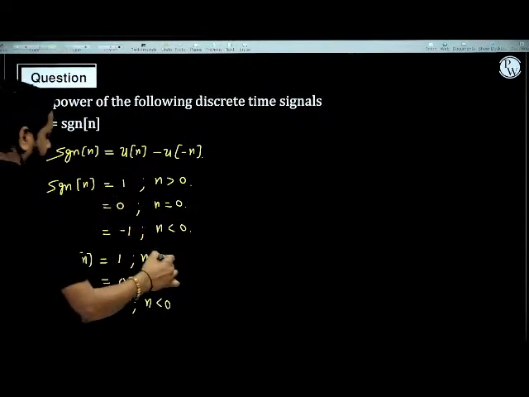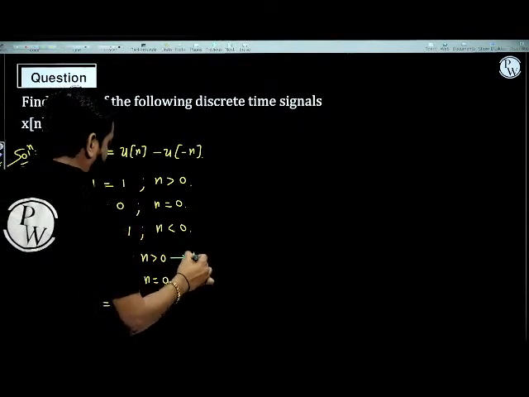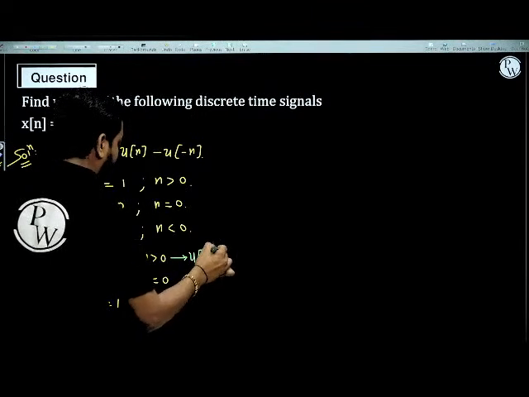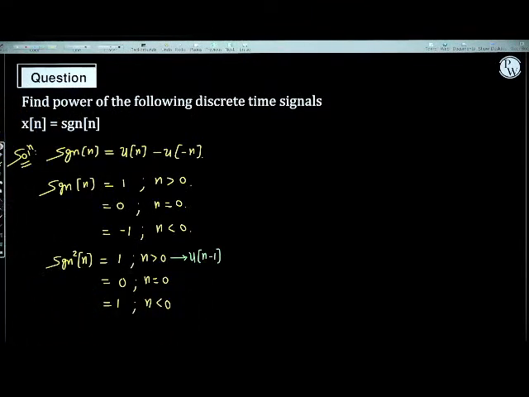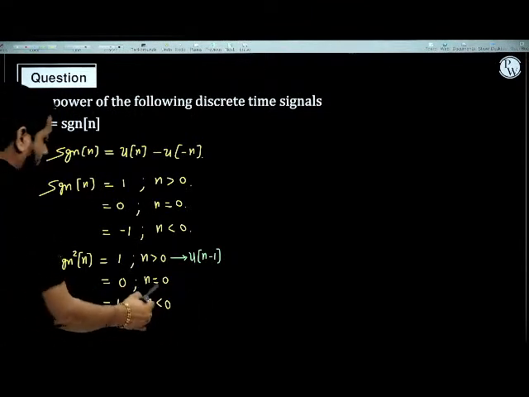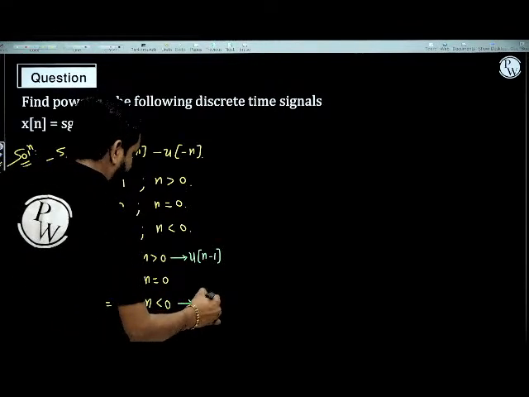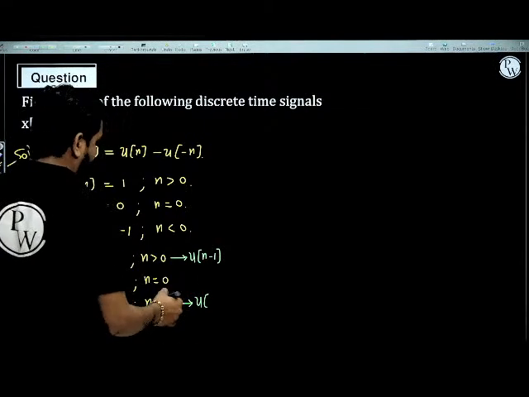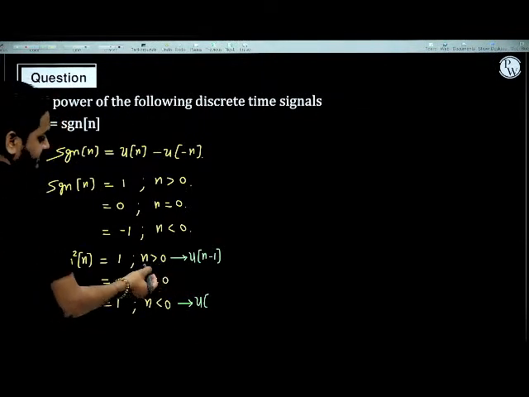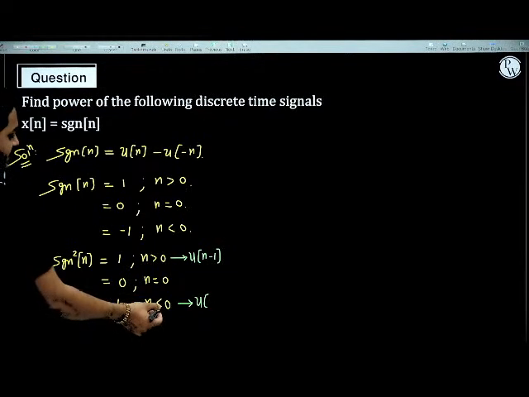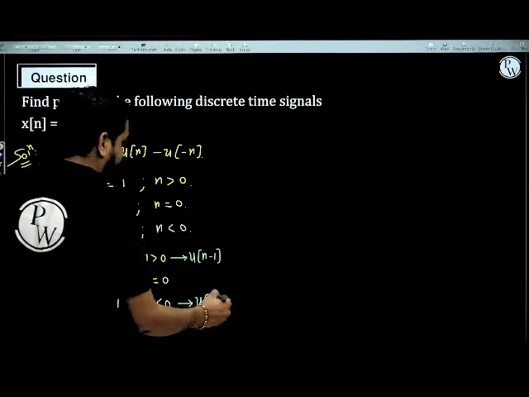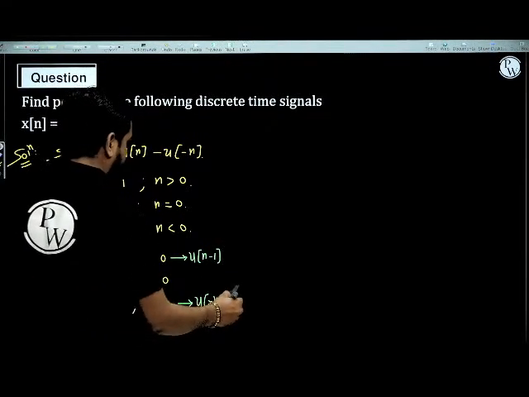So for n greater than 0, this is nothing but u of n minus 1, yes or no? And this is for n less than 0 with amplitude 1, so u of minus n minus 1. This starts from n equal to 1, and this starts from n equal to minus 1, going to the left side, meaning minus n, starting from minus 1.